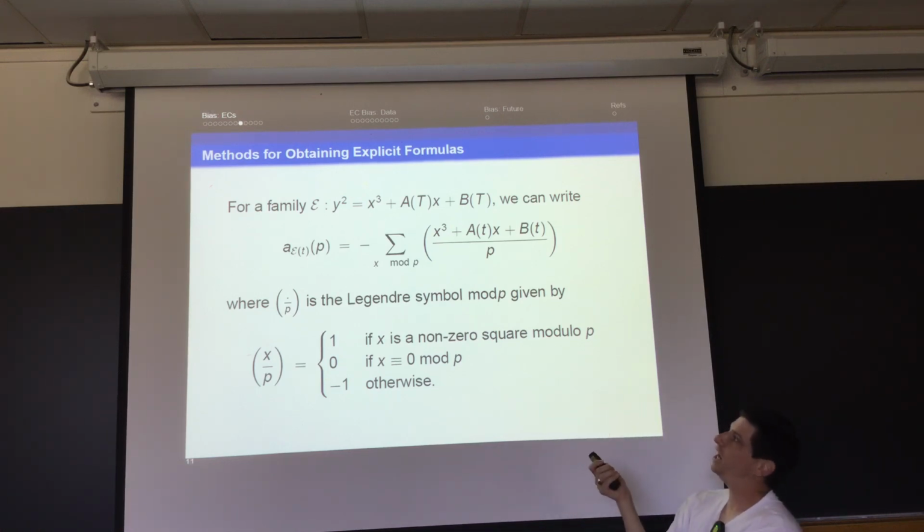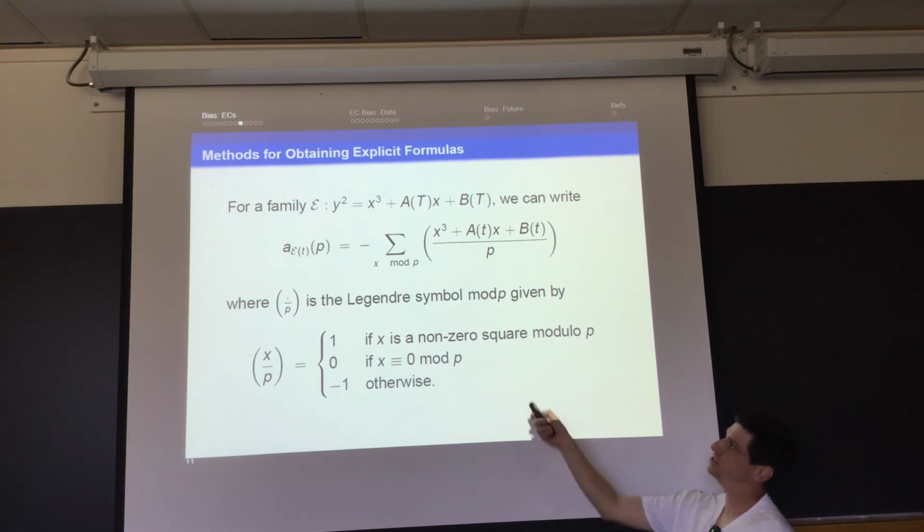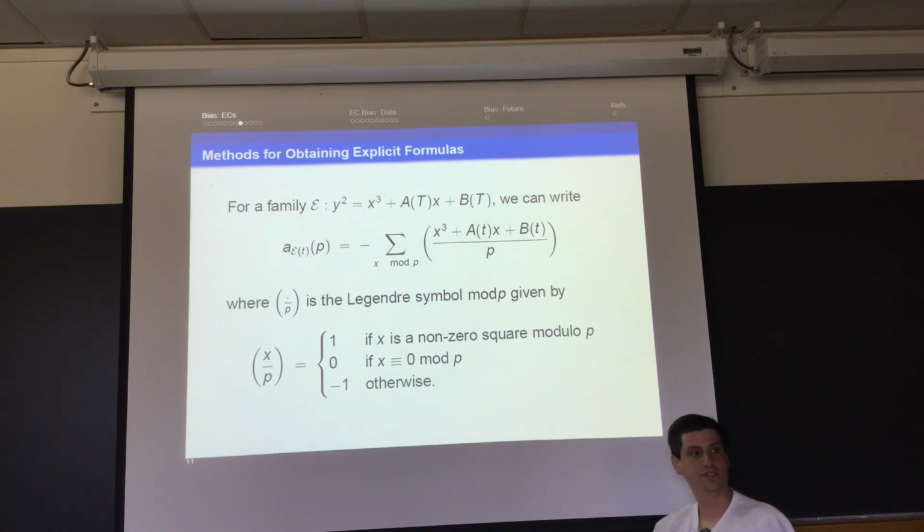So if you think about it, how often do you expect this number to be a square? Half the time. And we're not going to worry about 0 because that's half the time it's a square and you get a contribution of 1. Half the time it's not a square and you get a contribution of -1. So if you were to look at 1 plus the symbol, if it's a perfect square, you get 2. If it's not a square, you get 0.